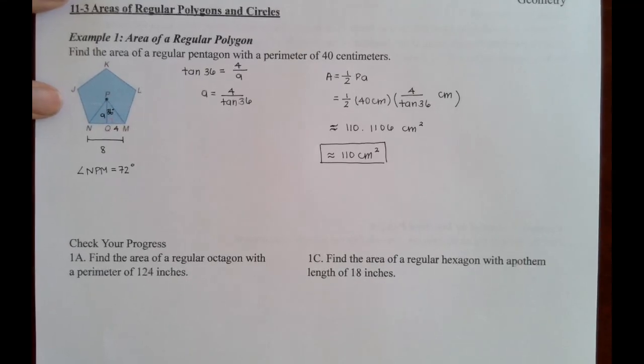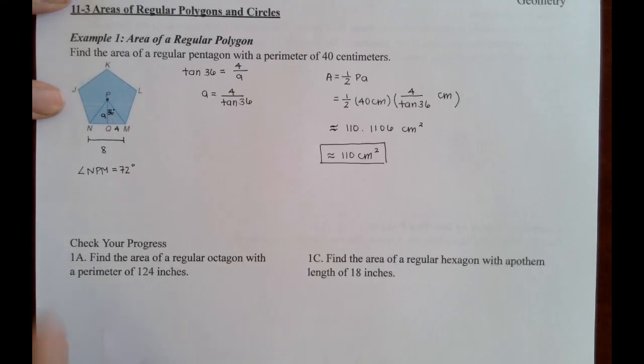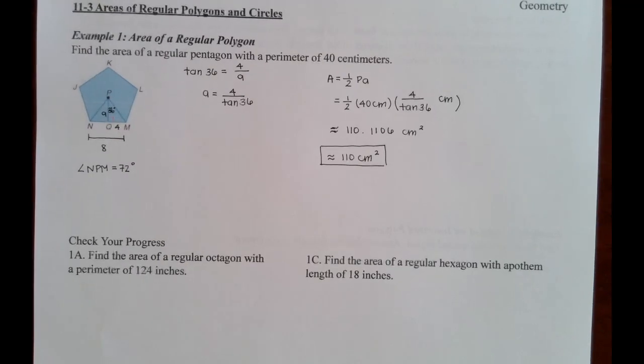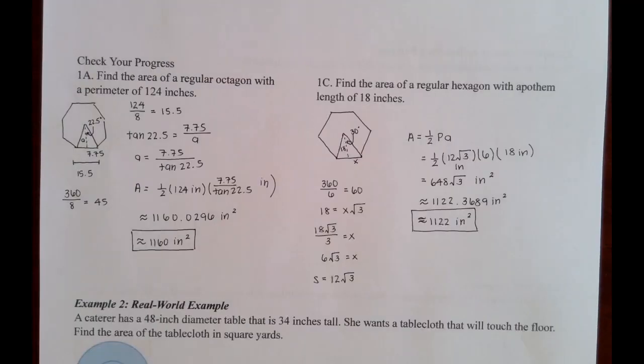So why don't you try 1A and 1C? Not all of them, just 1A and 1C, and then once you're done, come check your answer. For 1A, you should have gotten approximately 1,160 inches squared, and for 1C, approximately 1,122 inches squared. If you got that right, you can move on to our next example. If not, here is your explanation.